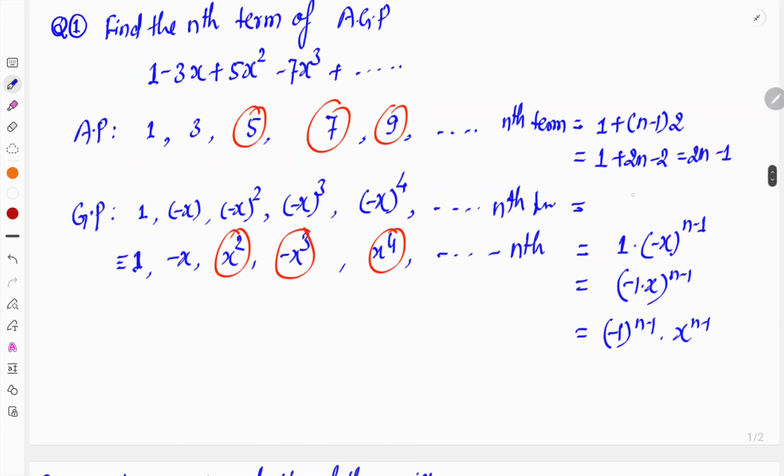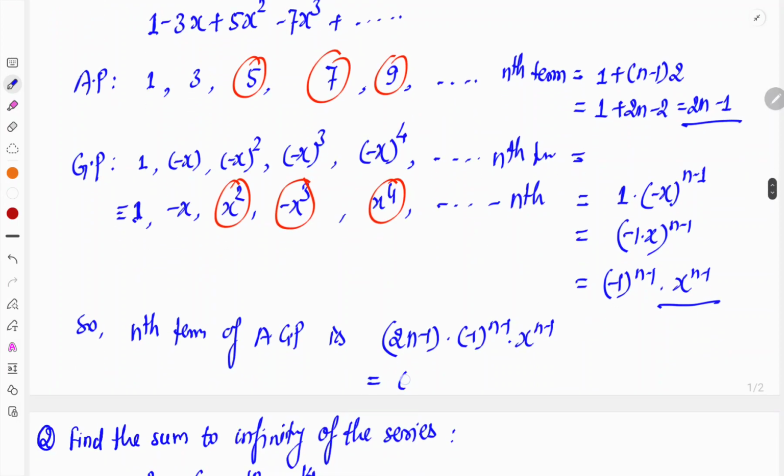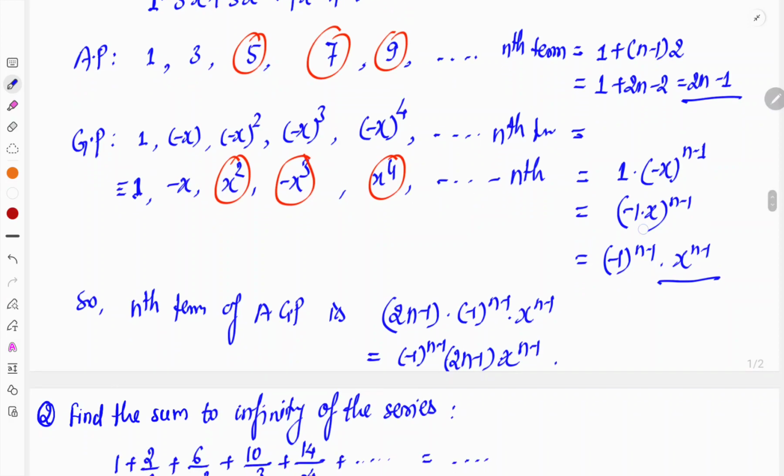So the nth term of AGP will be what? Corresponding term multiplication, this into this, correct or not? So the nth term of AGP is 2n minus 1 into minus 1 power n minus 1 into x power n minus 1. So minus 1 power n minus 1 I will write first: minus 1 power n minus 1 into 2n minus 1 into x power n minus 1. Okay, we'll see the next problem.